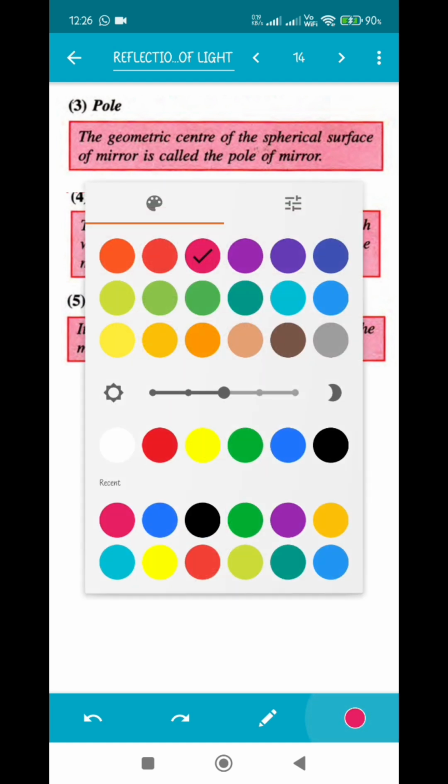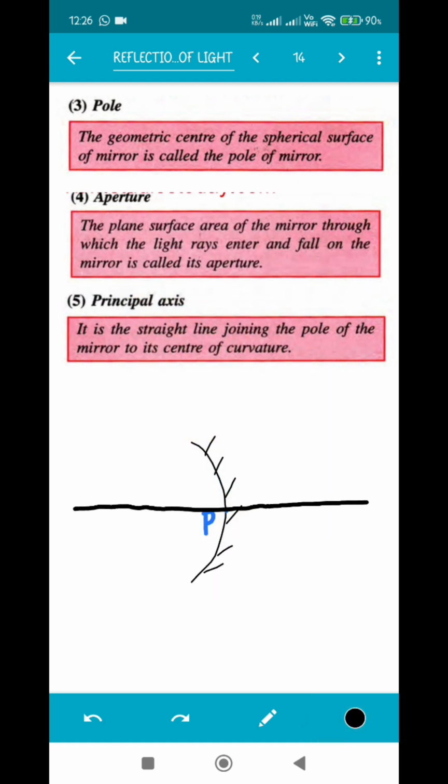Now principal axis. There's a straight line which passes through the pole, and also it contains the center of curvature. That particular straight line is actually an imaginary line. We use it to construct our ray diagram and to form the image. So the straight line which joins the pole of the mirror to the center of curvature is known as the principal axis. Principal axis is the line where we place the objects in order to form their images. So next day when we study about the formation of ray diagrams, we will understand this topic clearly.